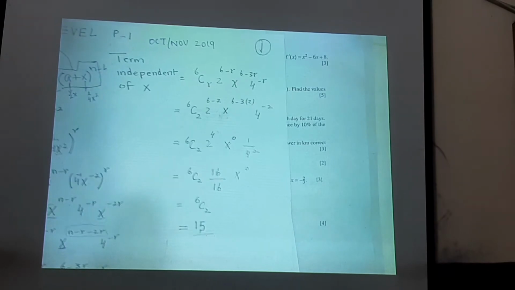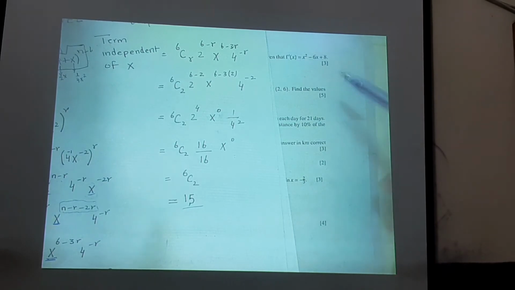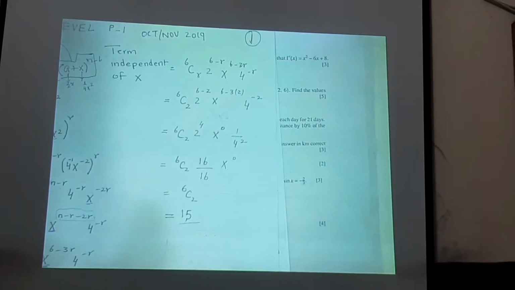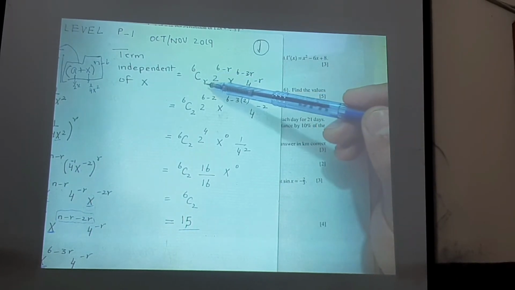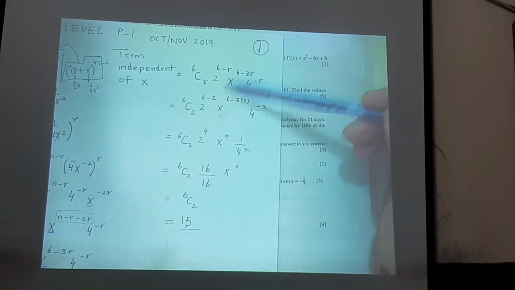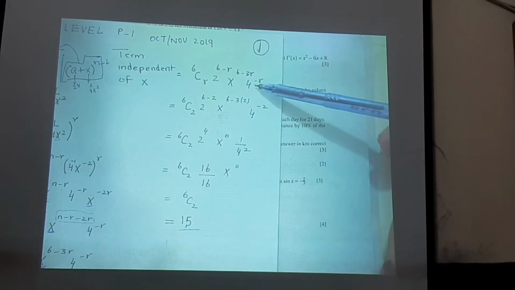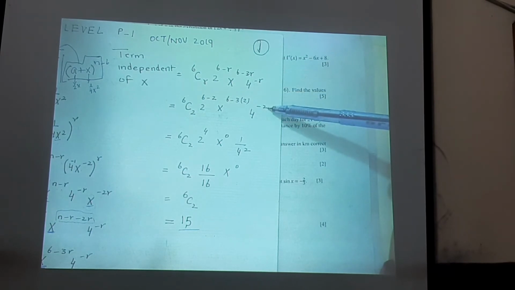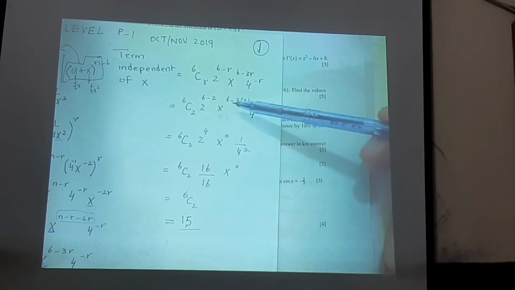Now I am able to find my term independent of x, and in this case we are going to put the value of r in this formula for the general term. 6Cr, r is 2 as I have obtained here. 2 raised to the power 6 minus r, r is 2. x raised to the power 6 minus 3r, r is 2, and 4 raised to the power minus r, which is 4 raised to the power minus 2. Now if you solve this expression, 6 minus 3 into 2 is 6. So 6 minus 6 is 0.